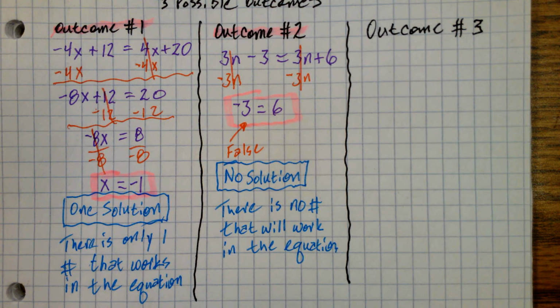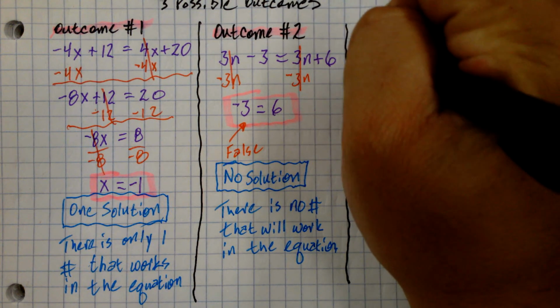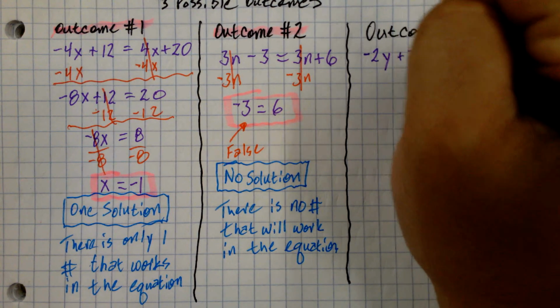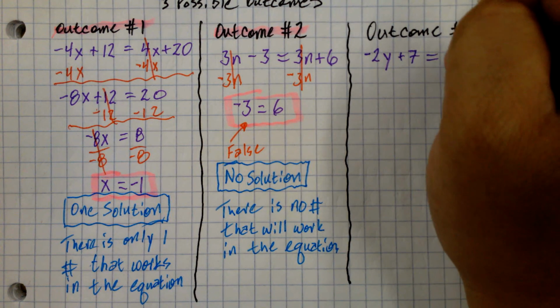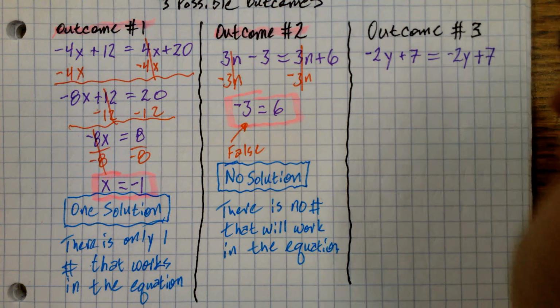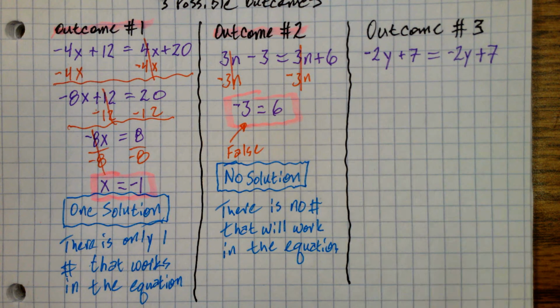Outcome number 3. All right. Well, let's see. I'm going to give you an equation that will give us outcome number 3. Negative 2y plus 7 equals negative 2y plus 7. What do you notice? You notice the left is the same as the right?